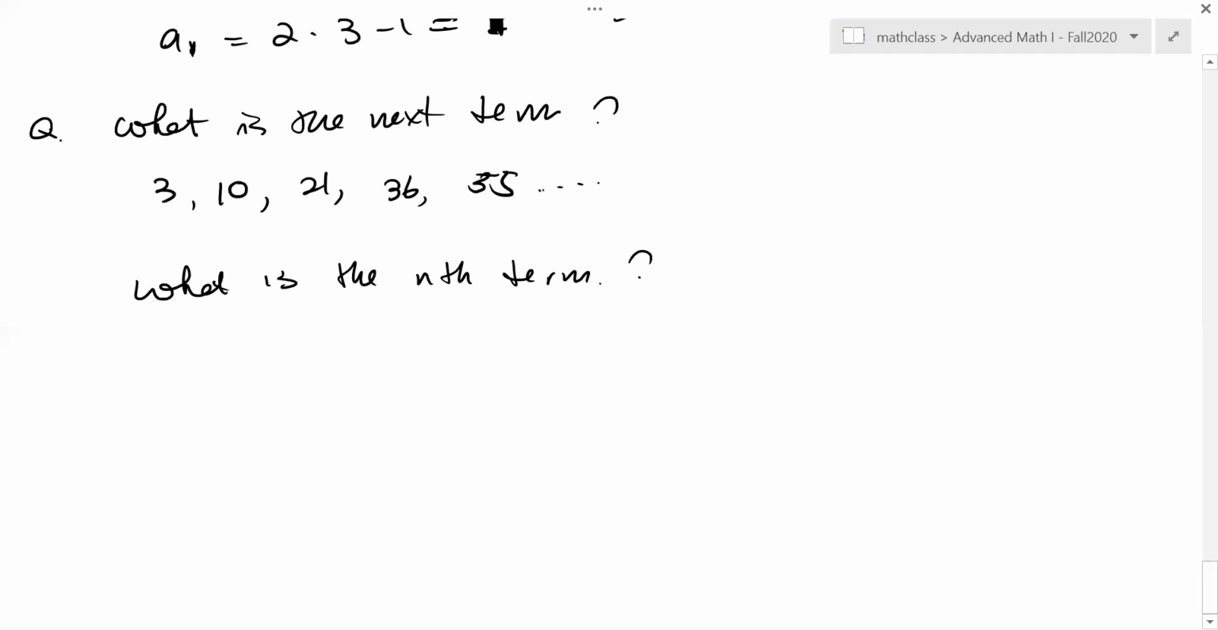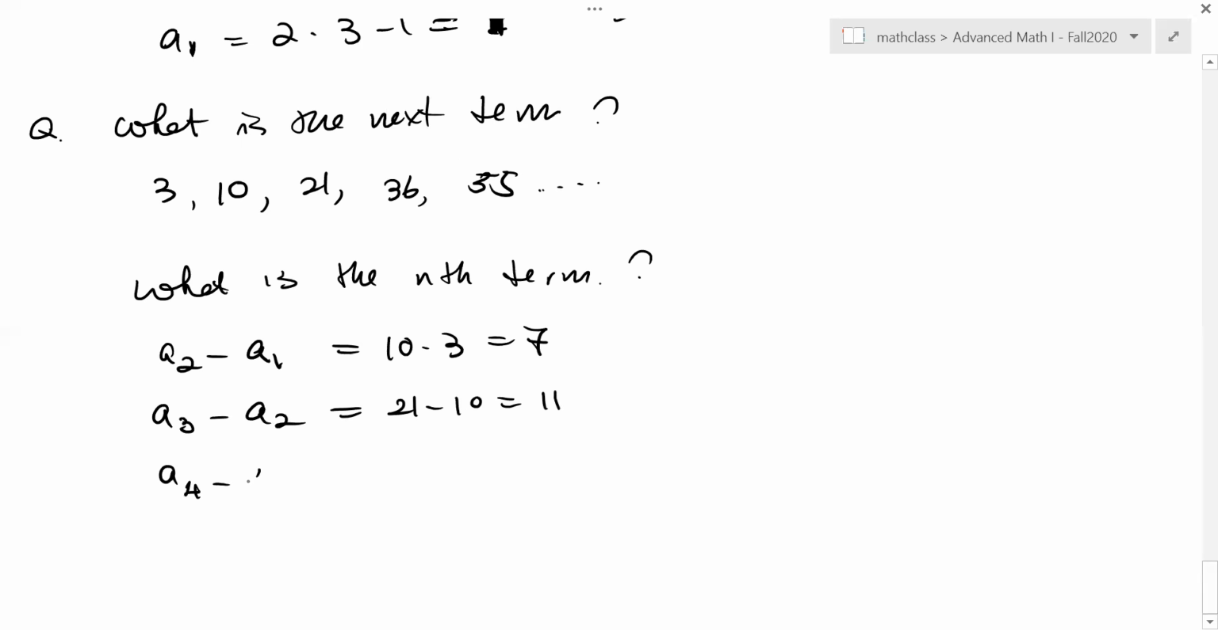All right, so let me begin with a2 minus a1, which is going to be 10 minus 3, which is 7. And we're trying to figure out the pattern, right? And a3 minus a2, 21 minus 10, that's 11. a4 minus a3 would be 36 minus 21, and that is going to be 15, right? a5 minus a4 would be 55 minus 36. This is 19.